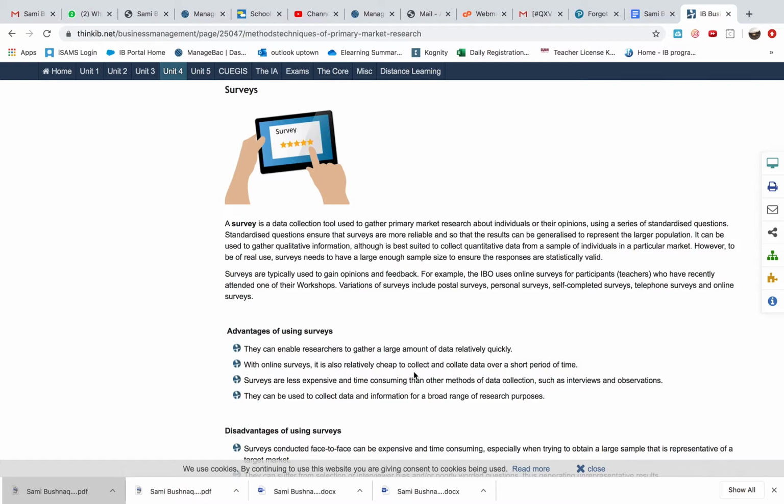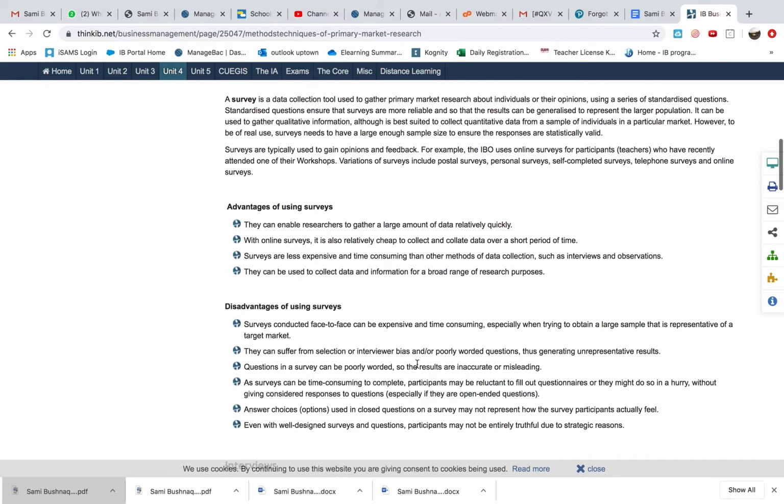However, to be of real use, the surveys have to have a large enough sample size. If it's too small of a sample, if you only send a survey to two people and one of those people is insane, then it's going to throw off your whole numbers. Half of your responses are going to be completely useless. So the more people you send to, the larger the sample size, the better. So remember that it has to be statistically valid by being a large sample size.